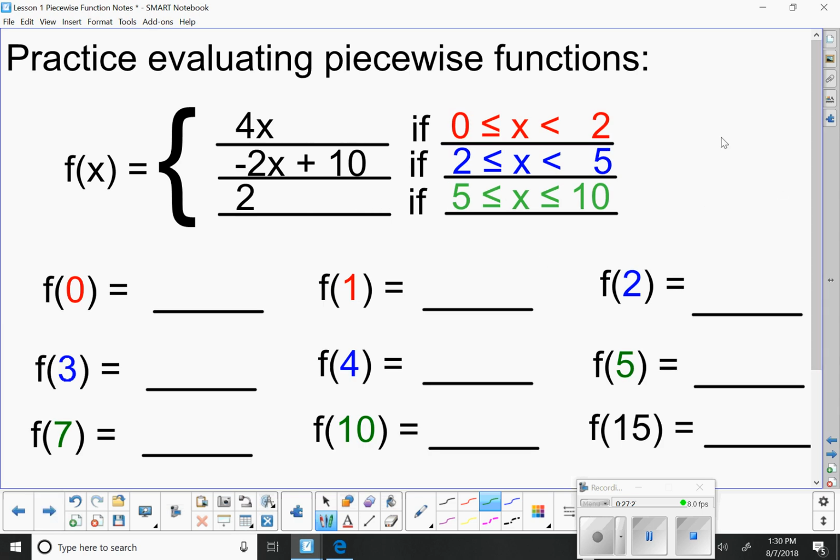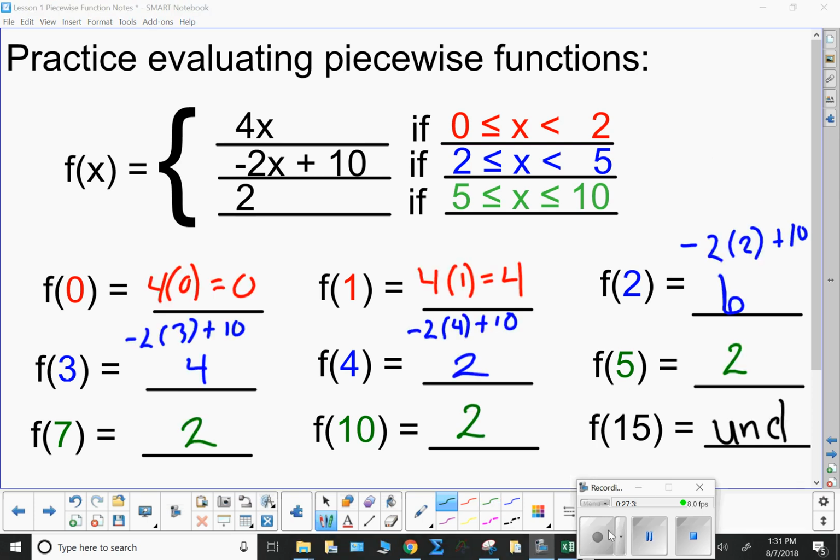Okay? Now, try this one. Pause the video and try this one. Okay, take a look at each one of these. How did you do? I threw a sneaky one in there, F of 15. Well, 15 doesn't belong in the red, the blue, or the green. An input of 15 is not defined for this function.